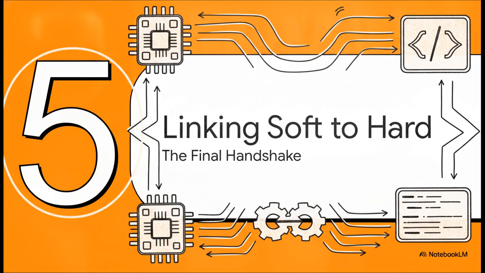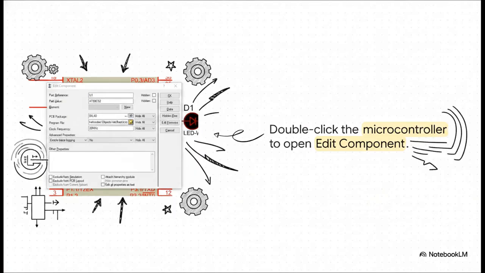Section 5, linking software to hardware. All right, we are finally ready for the ultimate handshake. To establish this link, grab your mouse, head over to Proteus, and just double-click directly on the 8051 microcontroller in your schematic. Boom! That opens up the Edit Component window.